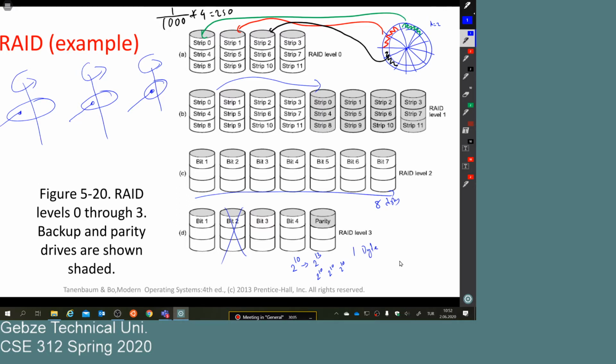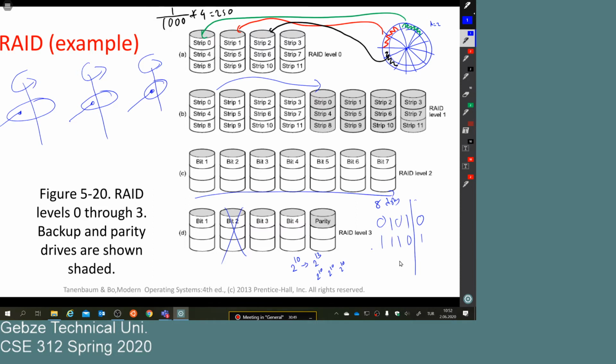What is parity? You already know the parity, right? What is the parity of 0, 1, 0, 1? You just count the number of ones, whether it is even or odd. In this case, the number of ones is odd, so the parity will be 0. If your data is 1, 1, 1, and 0, the number of ones is even, so the parity is 1. So in this case, if one of the disks crashes, I can get that information from the parity disk. So I can provide the reliability with RAID level 2 and RAID level 3.